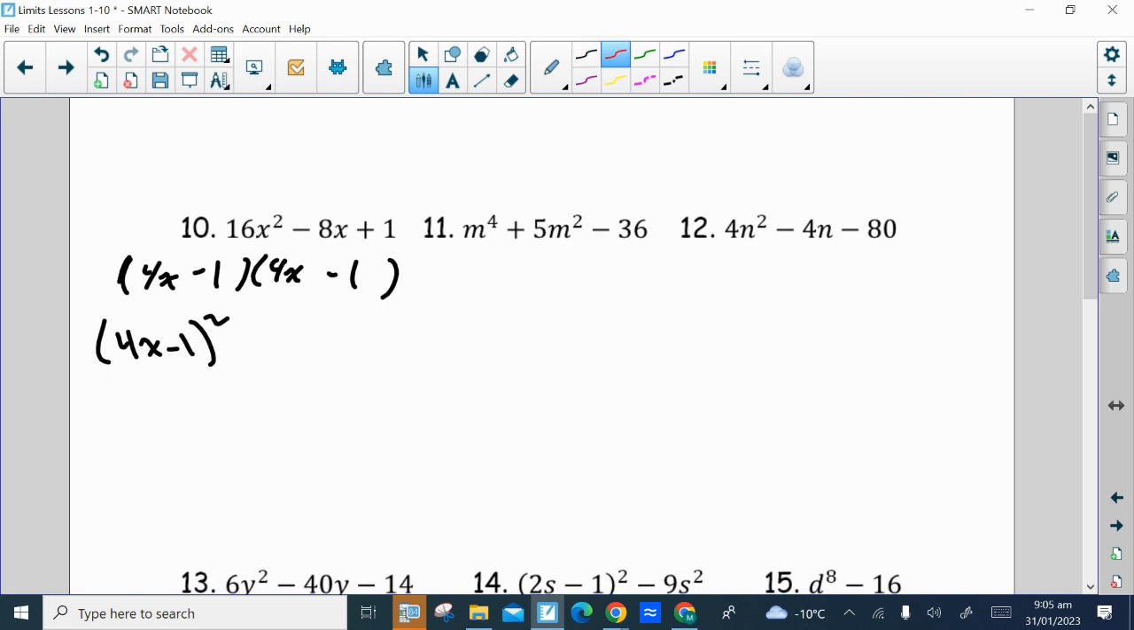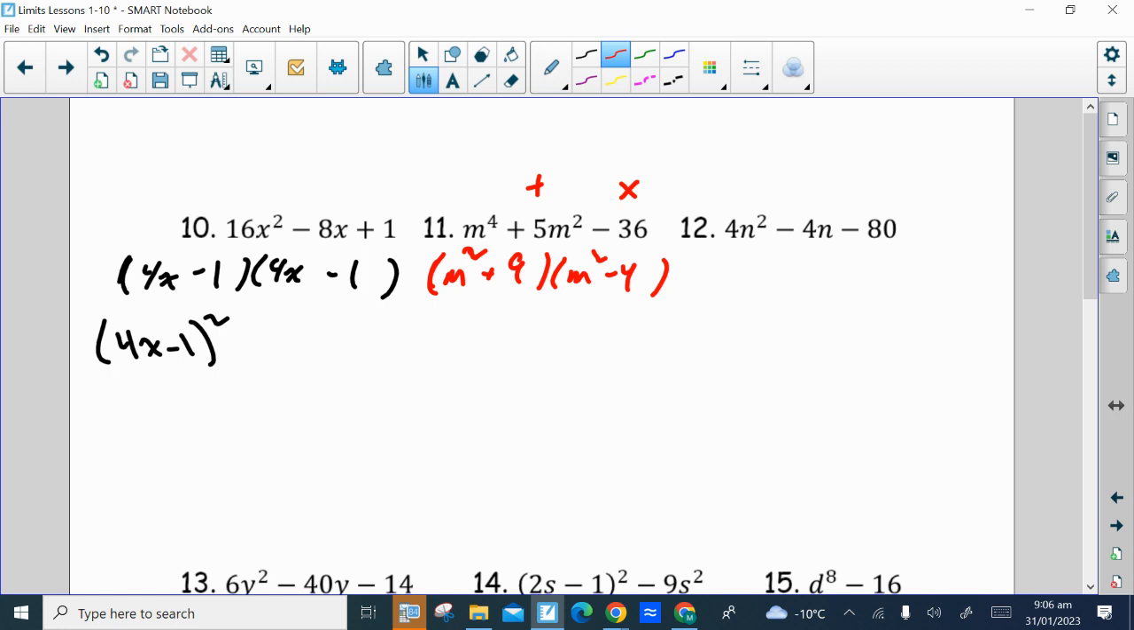This next one, the front terms multiply to get m to the fourth. There's no common factor there, so we factor it like we factored our other trinomials. So m squared times m squared will give us m to the fourth. And again, we're looking for two numbers that multiply to get negative 36, add to get positive 5. I think positive 9 and negative 4 work. They multiply to get negative 36.